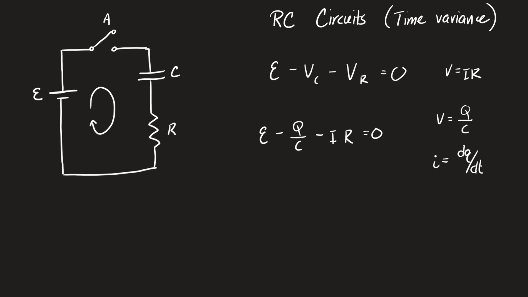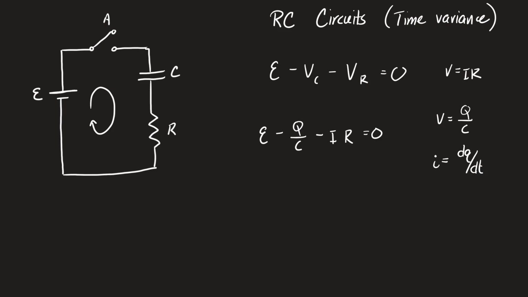Now, the reason I wrote lowercase i and lowercase q in my derivative is because I want you to think about what would happen in the circuit. The resistor restricts the flow of charged particles. The bigger your resistor, the slower the particles move. The capacitor stores those charged particles.